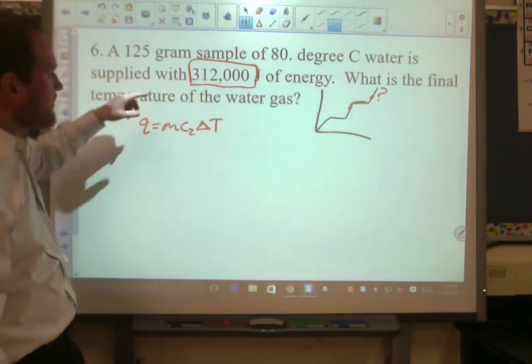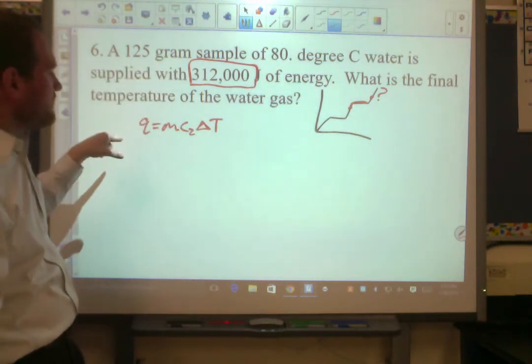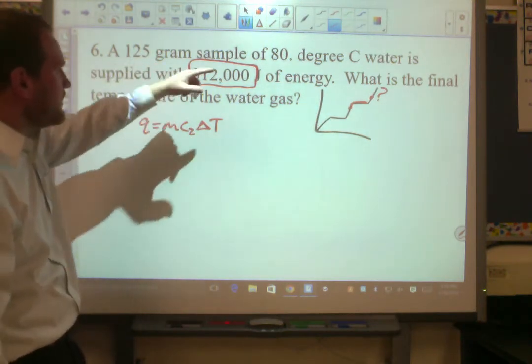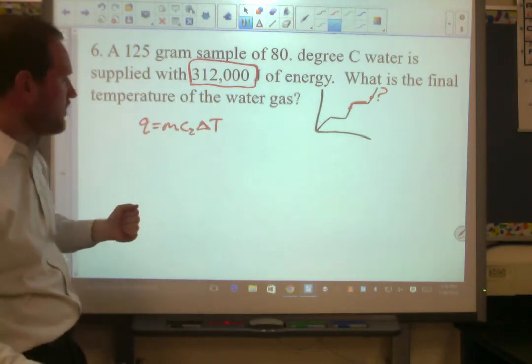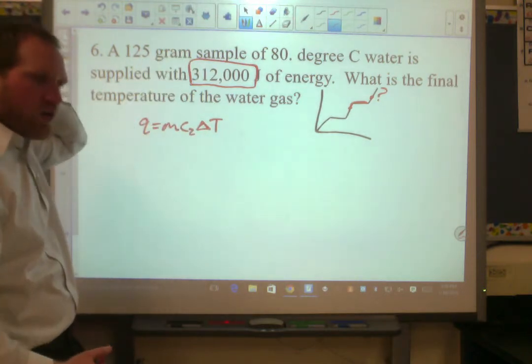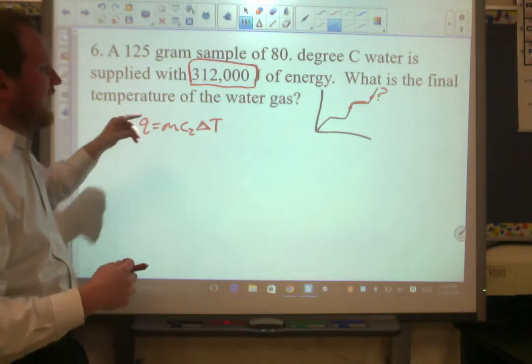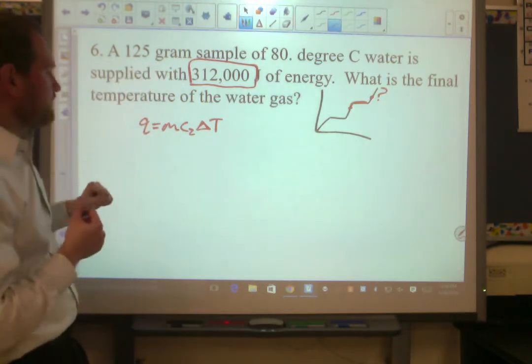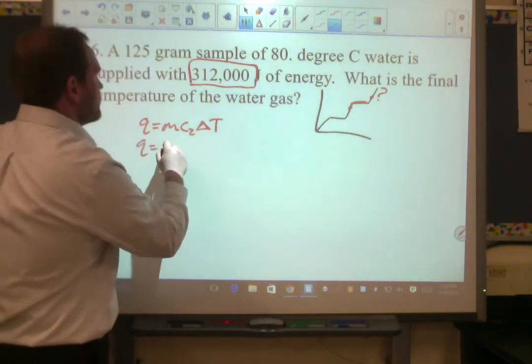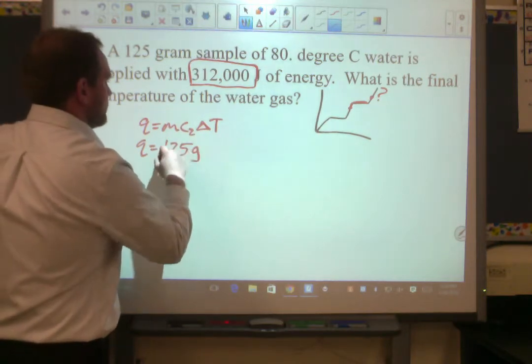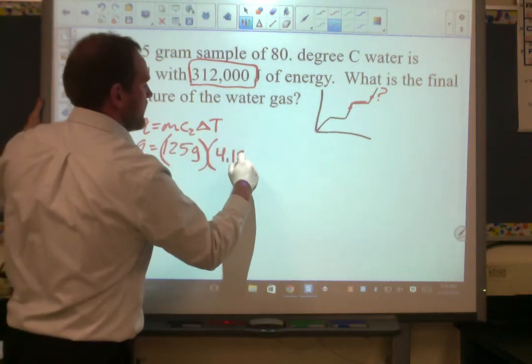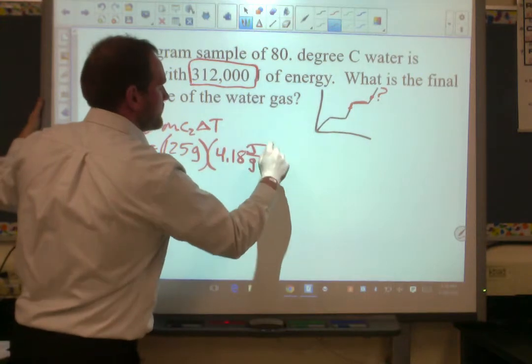A lot of people mess this up. They say, well, look, you're given Q, just plug that in. Well, if you plug this in, and you plug that in, and you plug your degrees in, there's nothing to solve for. So we're not going to plug this in. We're going to find Q, which tells us how many joules are used just to heat it up. So Q equals 125 grams times c2, which is 4.18 joules per gram degree Celsius.